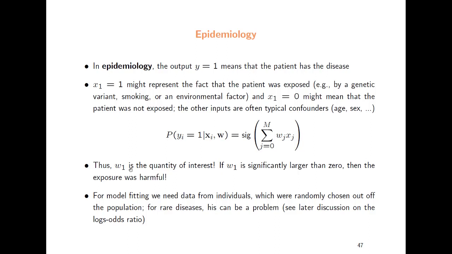For model fitting, we need data from individuals who were randomly chosen out of the population. We should pick random people and then check if they were exposed or not exposed, and then check if they got the disease or did not get the disease. If this is possible, that's fine, but often, in particular for rare diseases, this can be a problem. If the disease is only 1 in 1,000, then you need a pretty big sample to get relatively good estimates of all the parameters.